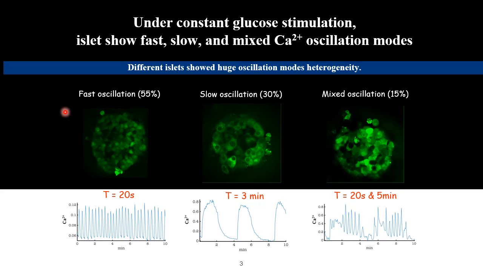Under constant high glucose stimulation, islets typically show calcium oscillations, and different islets show different oscillation modes, such as fast oscillation with a period around 20 seconds, slow oscillation with a period around 3 minutes, and mixed oscillation with the fast oscillation on top of the slow oscillation.